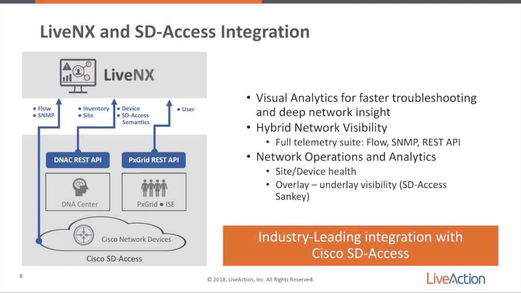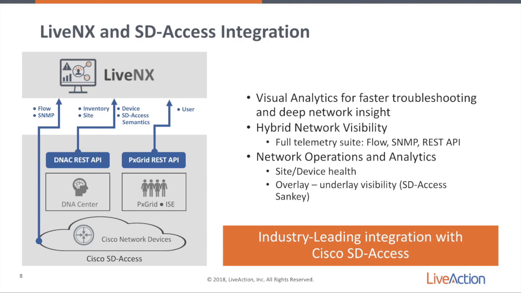LiveNX is able to gather a tremendous amount of telemetry directly from the Cisco network devices, in this case, the Catalyst 9000 switches, and that's by means of flow as well as SNMP. Now, the NetFlow is a special type of flow which provides fabric telemetry. That'll give data about the VXLAN information for the overlay, as well as the underlying end-to-end communication, the clients talking to servers or other endpoints talking to other endpoints.